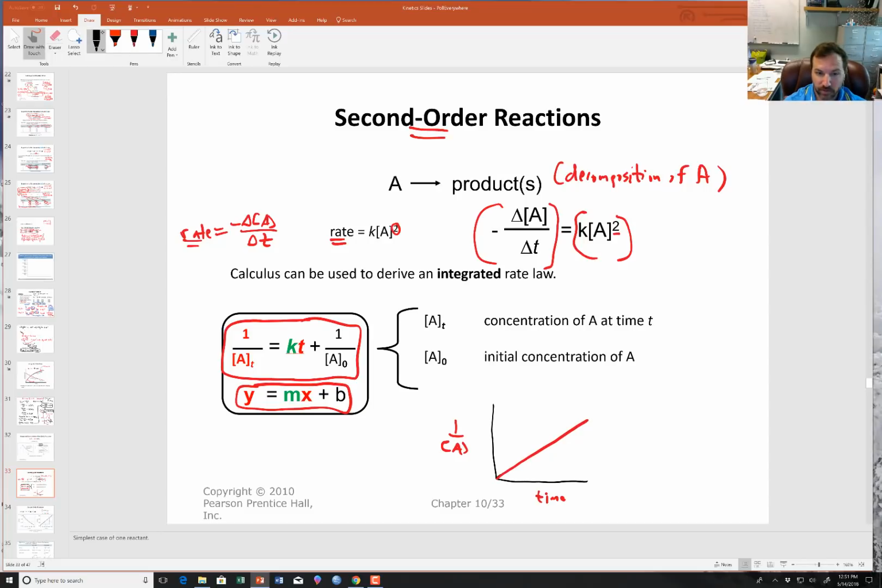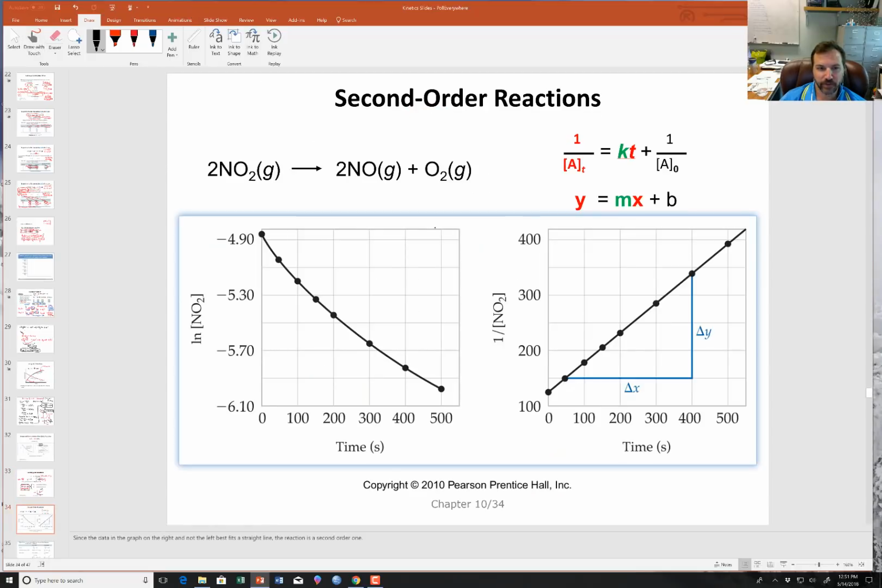And of course, again, k is our slope. Now notice this time, because it's a positive slope, we don't have to take the negative of it. It just gives us the rate constant outright. Okay, so again, if we look at a slightly nicer version of this, if we were to take the second order reaction, if we just plotted concentration versus time, we would see a curved graph where the rate changes over time. Of course, it's decreasing because it's a reactant.